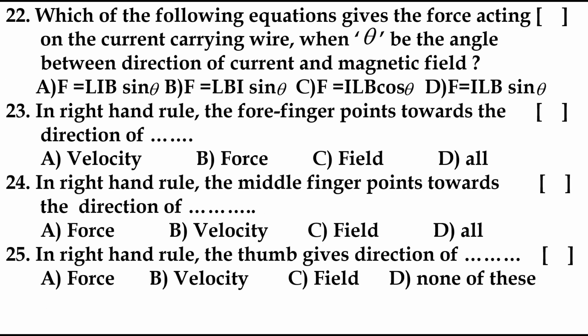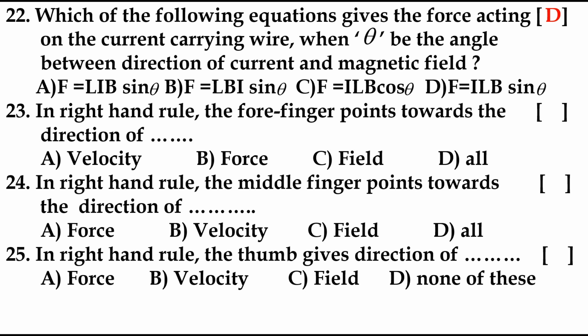22. Which of the following equations gives the force acting on the current carrying wire when theta be the angle between direction of current and magnetic field? A. F is equal to LIB sin theta. B. F is equal to LBI sin theta. C. F is equal to ILB cos theta. D. F is equal to ILB sin theta. Answer is option D correct. That is F is equal to ILB sin theta.